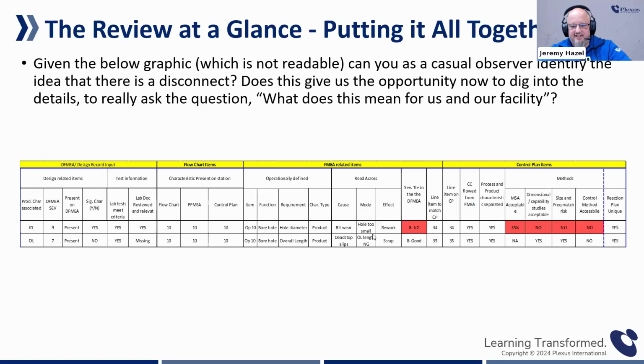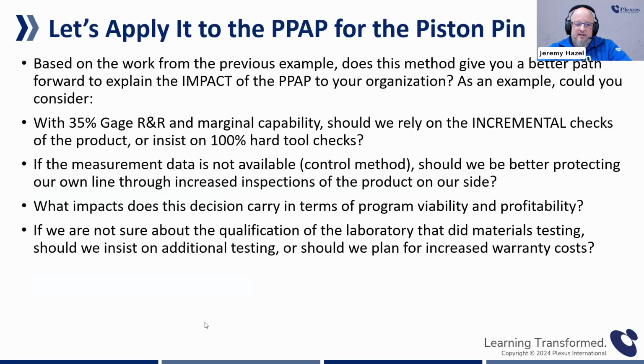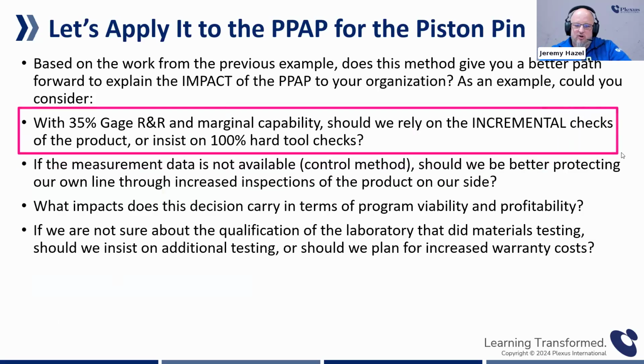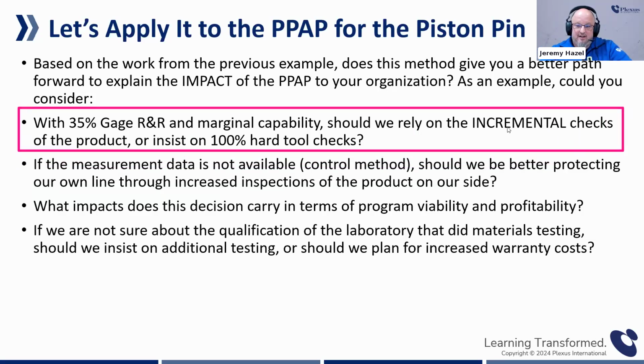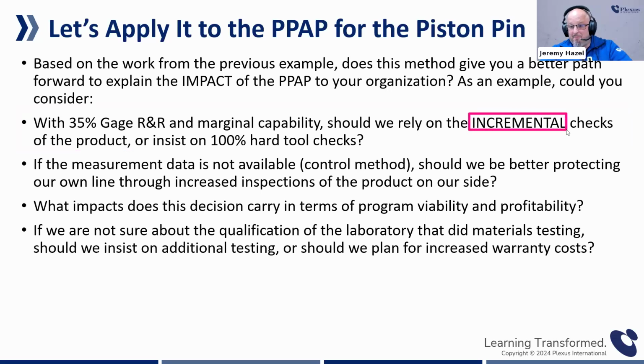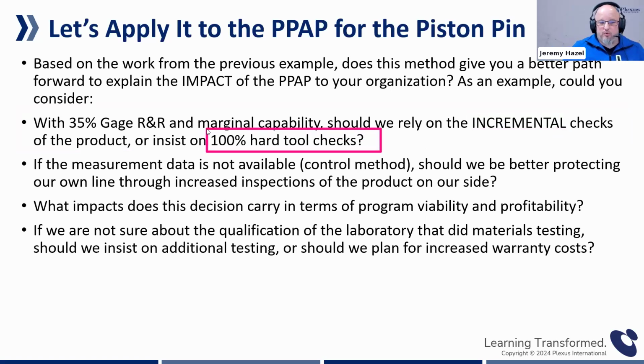Because we went through and we took a look at this. So here are just some questions, and I'm not saying we're not going to dig into the details, but with 35% gauge R&R and marginal capability, if it comes across that we're going to do incremental checking of the product, is that going to be adequate? Or maybe should we explore the fact that we may need to do 100% hard tool checks using a gauge? I mean, let's say it's a micrometer or something, it's at 35%, maybe you're going to have to do 100% pin check or something like that, right? Something with hard tooling.